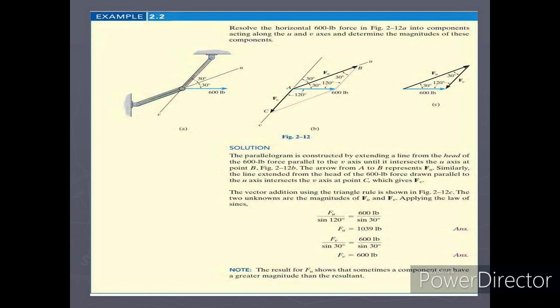This is FU, FV, and this is 600 pounds. Based on our knowledge of representation of a resultant force, which of the sides here represents the resultant vector?